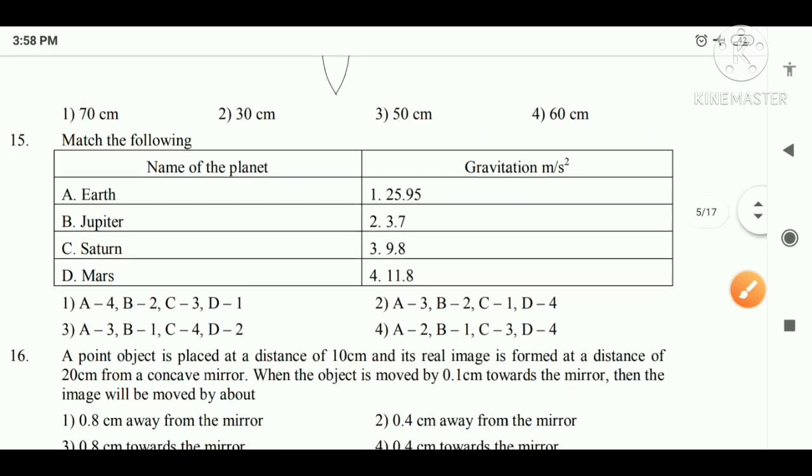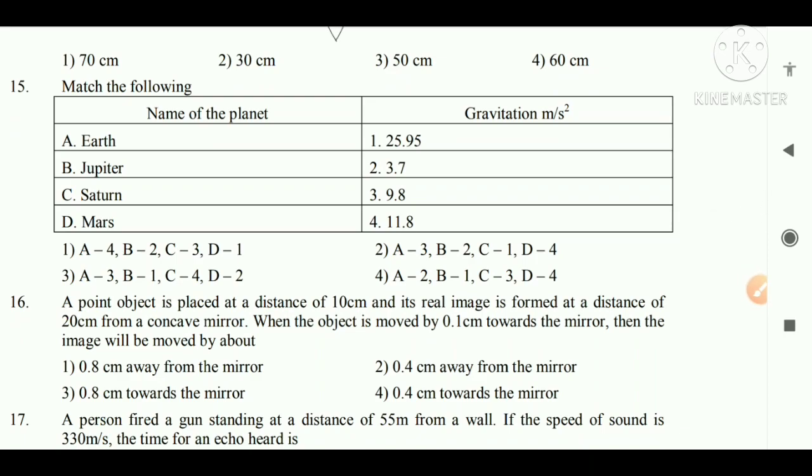Now let's go to the next question. Match the following. The names of the planets and gravitation in meter per second square are given here. Option first: A, Earth, gravitation is 25.95; B, Jupiter, 3.7; C, Saturn, 9.8; D, Mars, 11.8. Here the names of the planets and the gravitation of the planets in meter per second square are given, so we have to match the correct options.